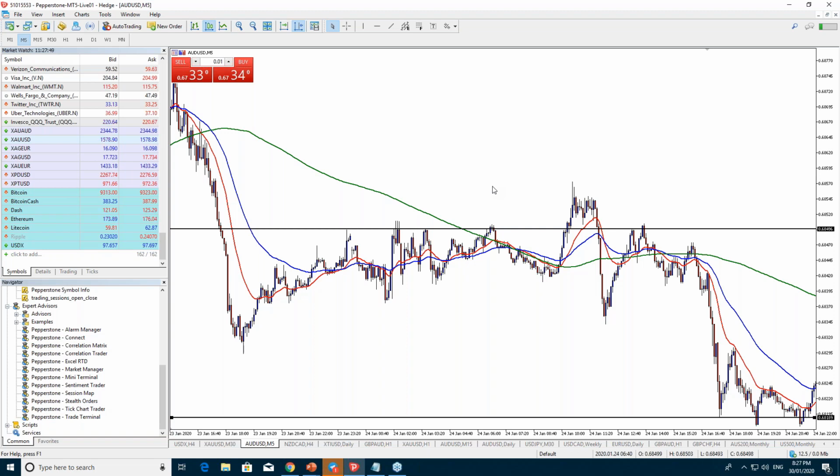Moving averages are the 20, 50, and 200. Anthony?